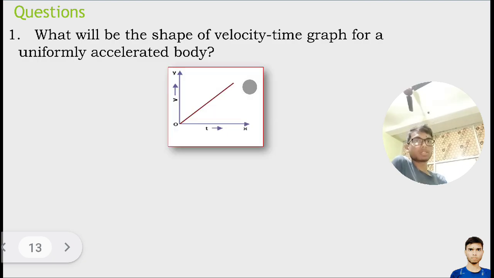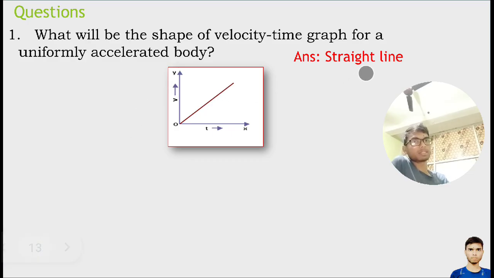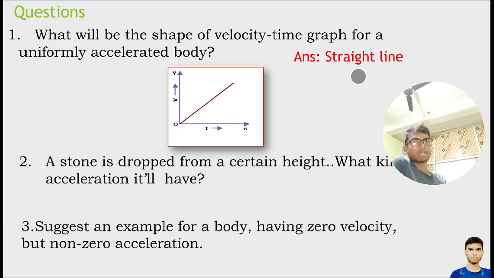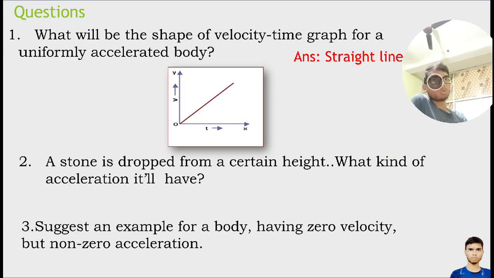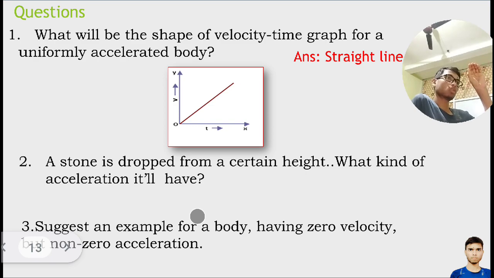So let's see what is the answer. Yes, the answer is correct. It will be like this because it is for a uniformly accelerated body. The answer is a straight line. Next: a stone is dropped from a certain height. What kind of acceleration will it have? Of course, again straight.